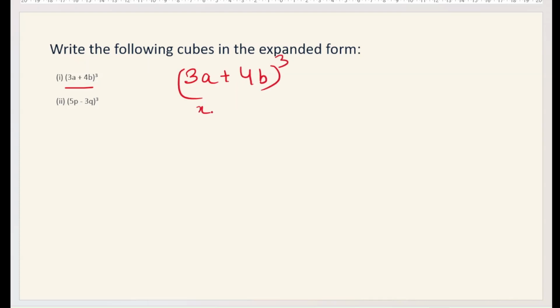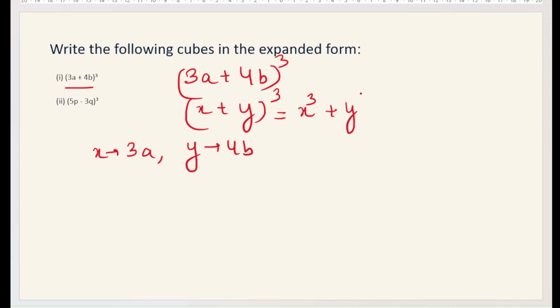Let us compare it with (x plus y) whole cube. In place of x, I have 3a. In place of y, I have 4b. So that is equal to, firstly first term whole cube, then second term whole cube, then 3 first term square, second term y. Second term as it is. Plus 3 first term as it is, second term whole square.